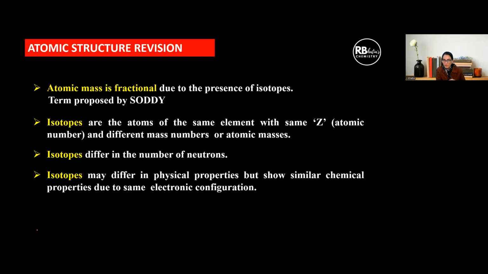Isotopes differ in physical properties but show similar chemical properties due to the same electronic configuration. Different physical properties, but similar chemical properties. Why? Because the electronic configuration is the same. Why? Because electronic configuration is written on the basis of atomic number. Like for example, if I'm talking about chlorine 17-35 and chlorine 17-37, the configuration here is 2, 8, 7. Here also it's 2, 8, 7, because configuration is written on the basis of atomic number, and two isotopes have the same atomic number. So they have identical chemical properties.